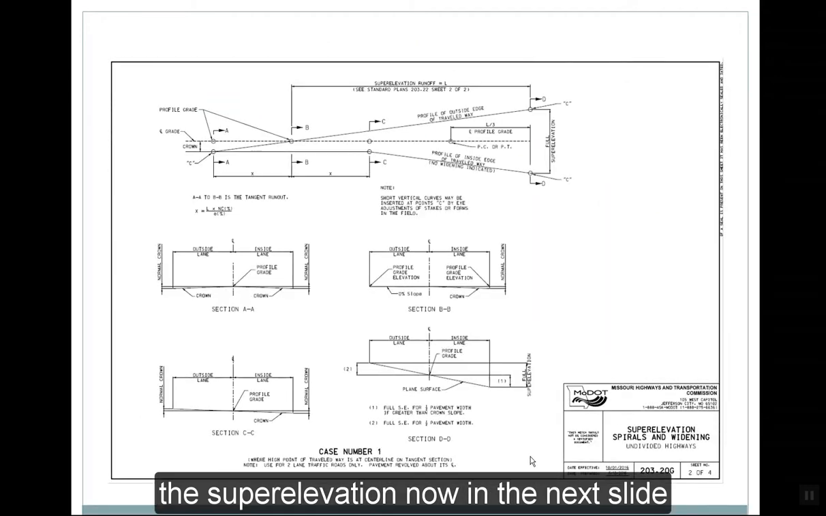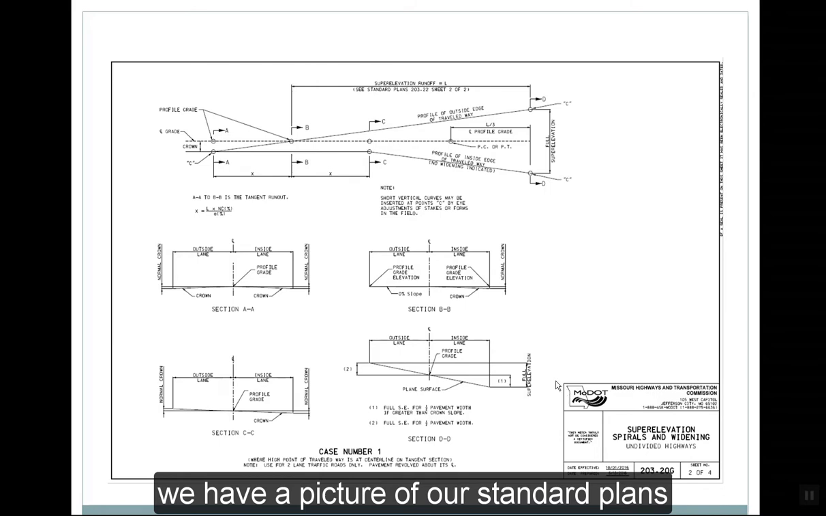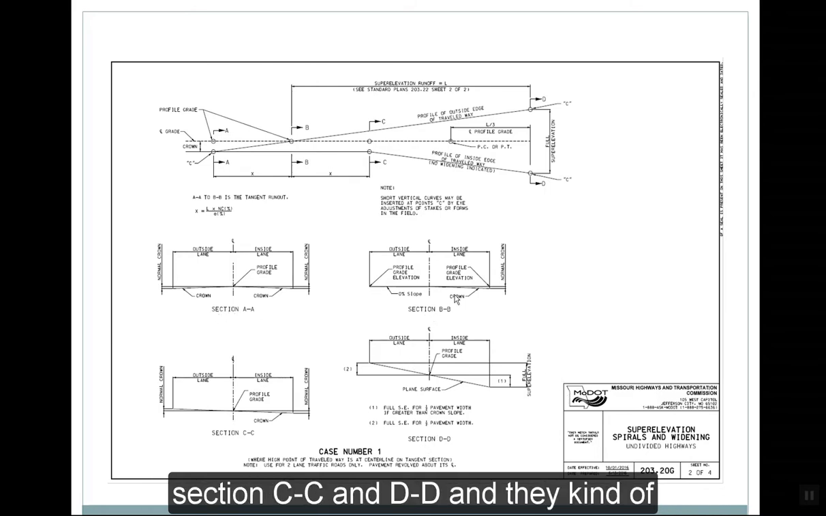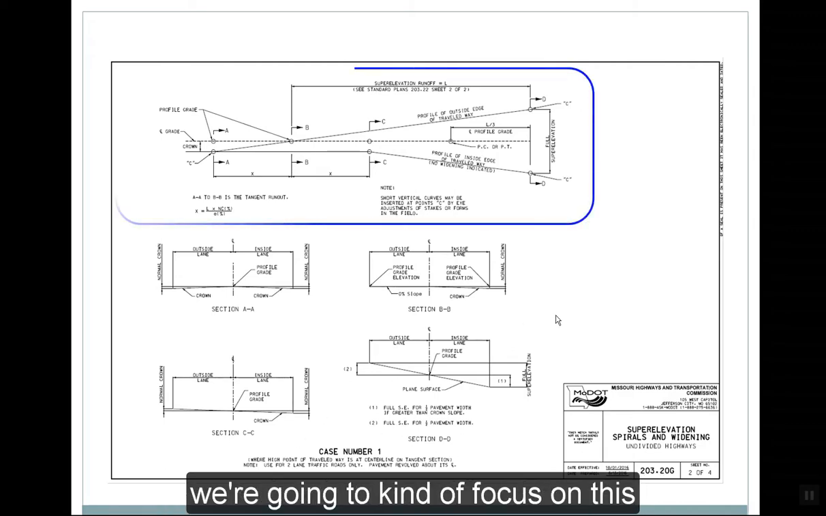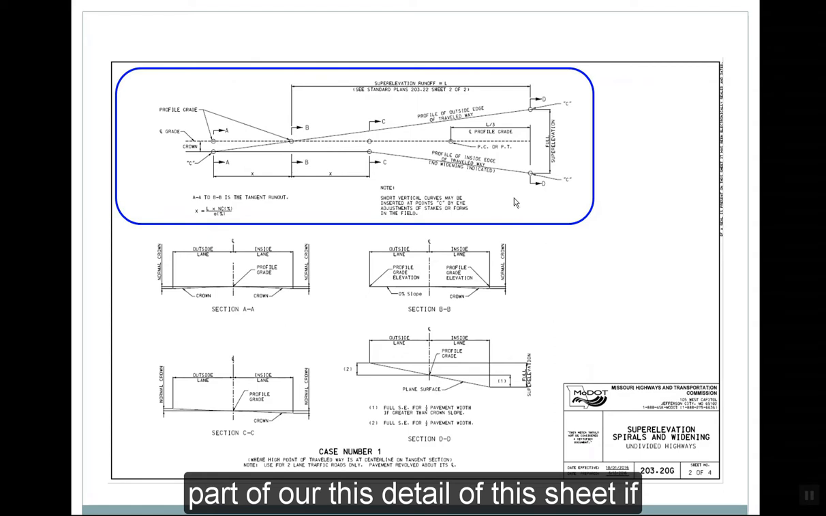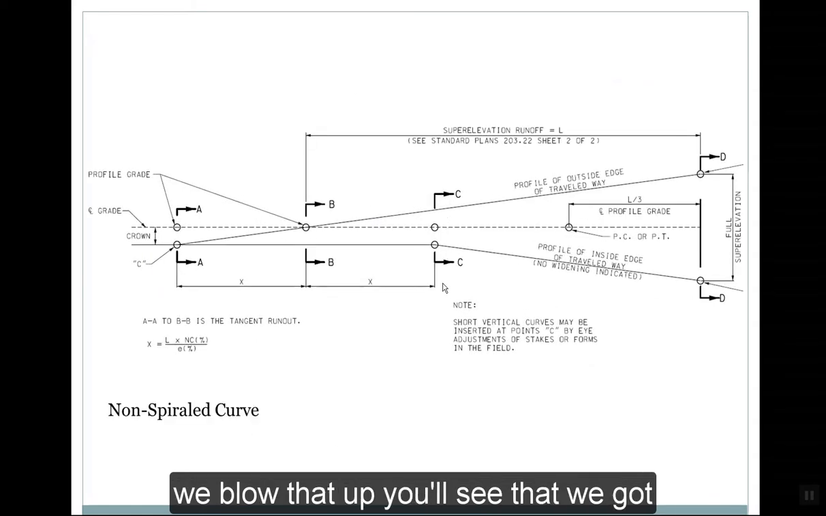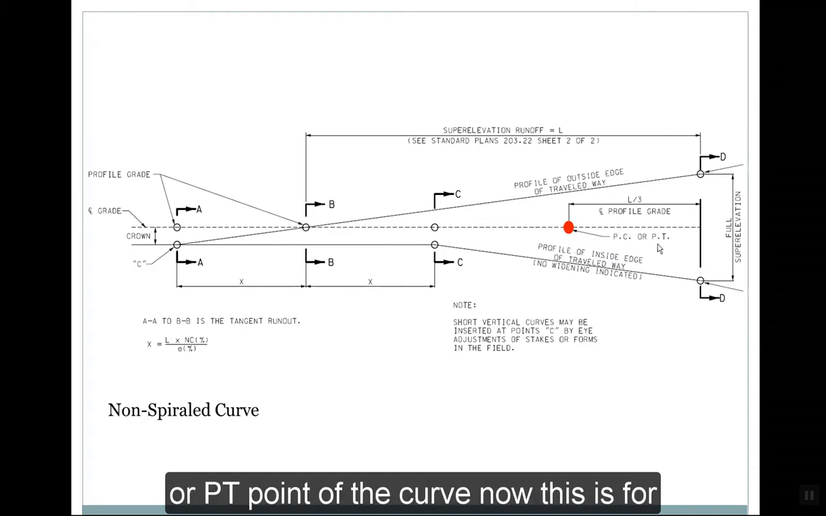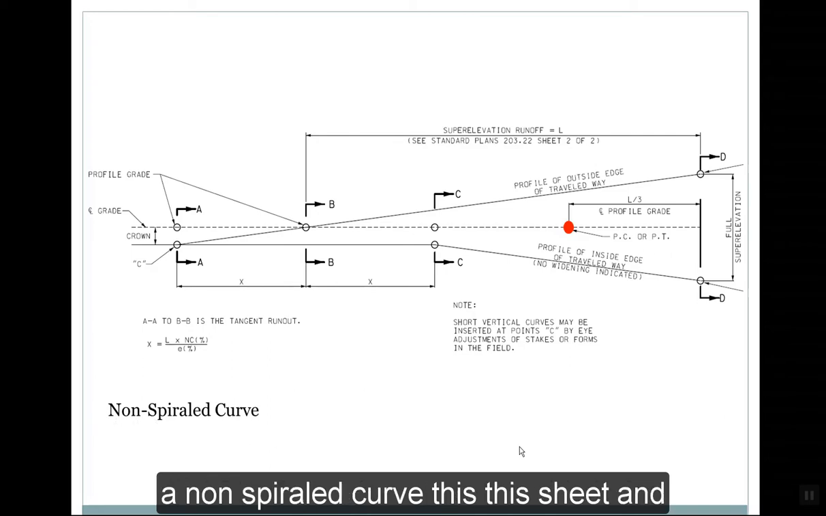Now in the next slide we have a picture of our standard plans, and you can see the AA section, the BB section, CC and DD, and they kind of summarize the same thing that we just showed you on the previous slide. And we're going to kind of focus on this part of this detail of this sheet. If we blow that up, you'll see that we got all the sections in here, and the most important part or point of this diagram is this dot right here, which is the PC or PT point of the curve. Now this is for a non-spiraled curve, this sheet.